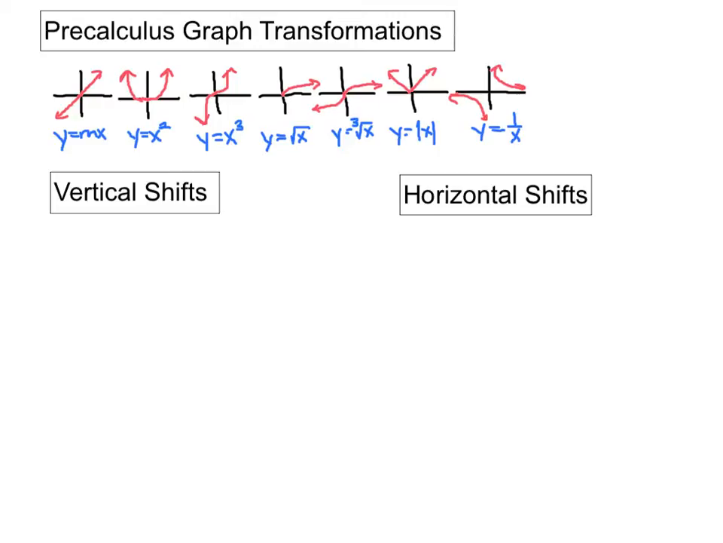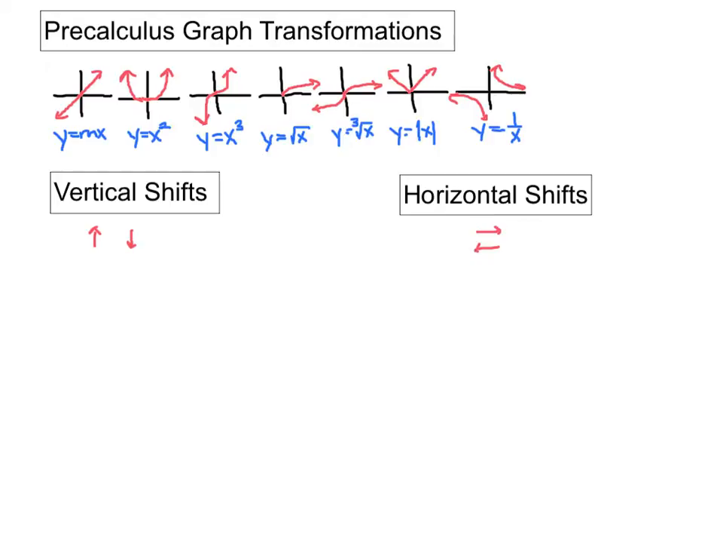For this video, we're going to be talking about transformations of graphs. That means moving around the coordinate plane depending on what we do to the function. But for this video specifically, we're just going to be talking about vertical shifts and horizontal shifts. Vertical shifts means going up and going down. Horizontal means going to the right and to the left.